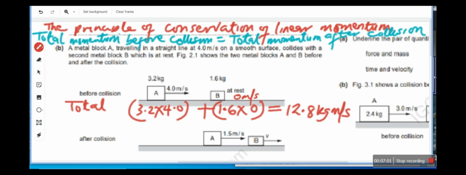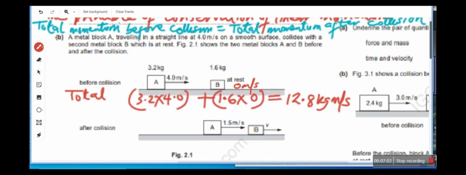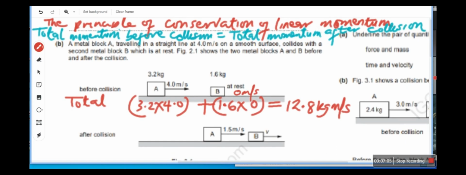Let's find the total momentum after collision, because they must be equal, and then we equate both. So total before collision is 3.2 times 4.0 plus 1.6 times 0. That gives us 12.8 kilogram meter per second. So after collision, what's the total momentum? Total after.